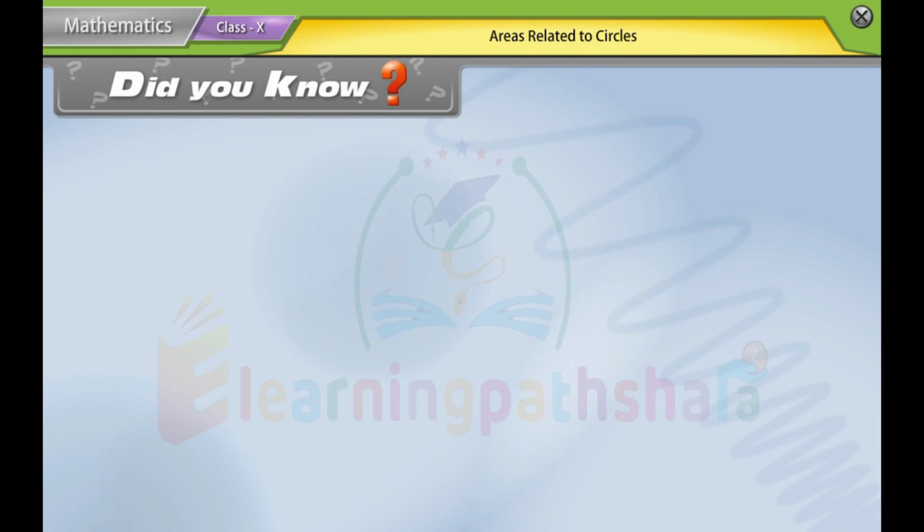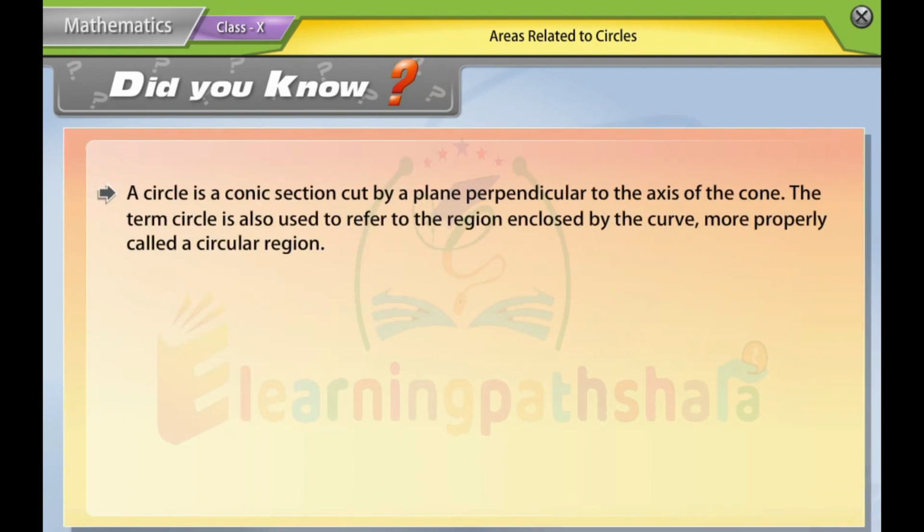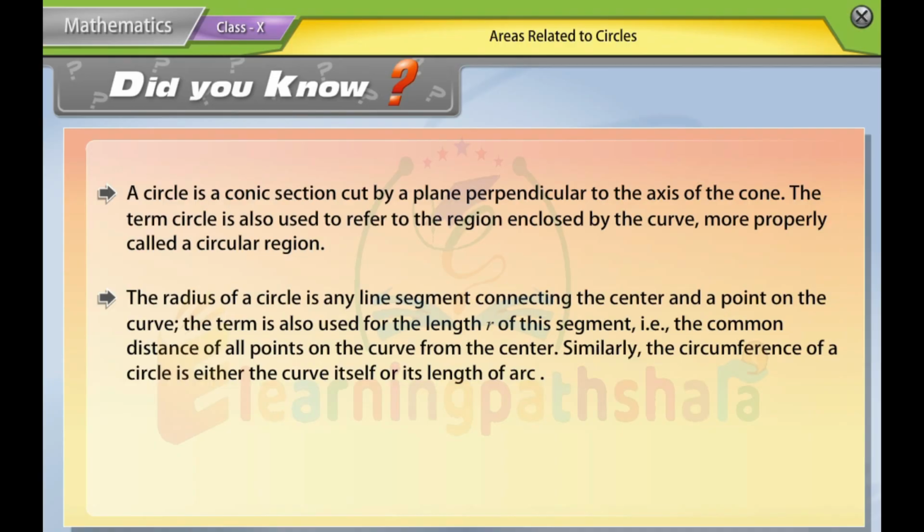Do you know? A circle is a conic section cut by a plane perpendicular to the axis of the cone. The term circle is also used to refer to the region enclosed by the curve, more properly called a circular region. The radius of a circle is any line segment connecting the center and a point on the curve. The term is also used for the length r of this segment, that is, the common distance of all points on the curve from the center.